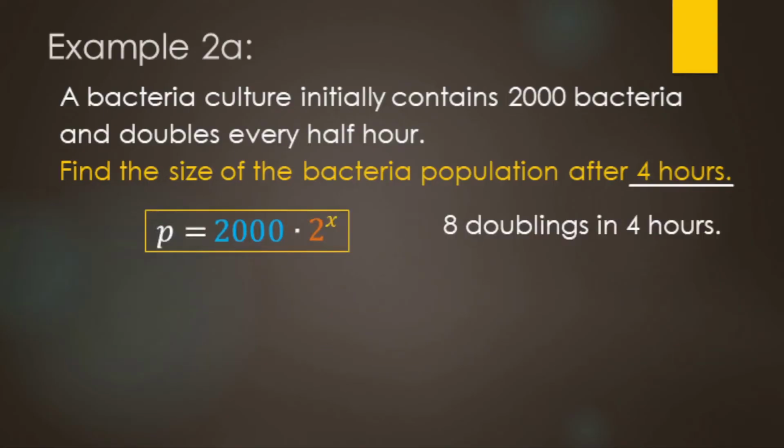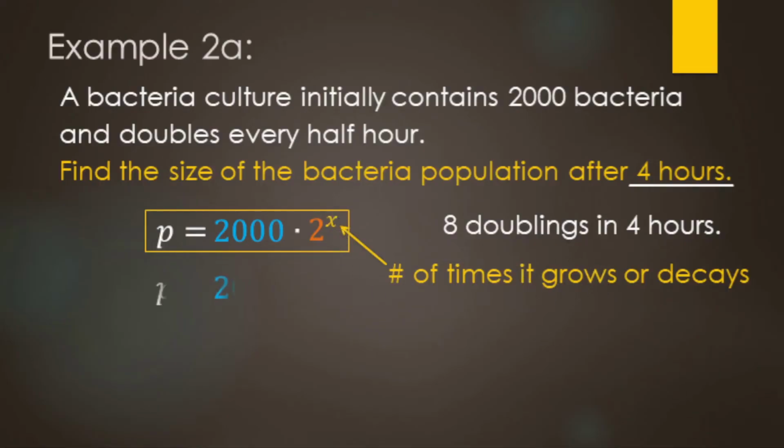Now that we know how many doublings we have, we're ready to go ahead and calculate that out, right? So remember your exponent there, that tells you how many times it grows or decays. In this case, how many times it doubles, right? That's going to be your exponent there. So now we can go ahead and put that in there, right? It's going to double 8 times. So an 8 goes there. This one, because the numbers are actually pretty easy to work with, you could do this in your head, right?